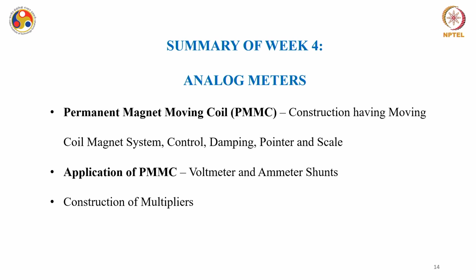In week 4, we continued our discussion on analog meters, and we have seen the permanent magnet moving coil, PMMC, instrument in detail. We have seen its construction, which was made up of a moving coil, a permanent magnet, control by spring, then damping, a pointer and scale. We have seen in brief the construction of a PMMC tool, and based on it we have discussed other instruments as well, like how a moving iron instrument is different from PMMC.